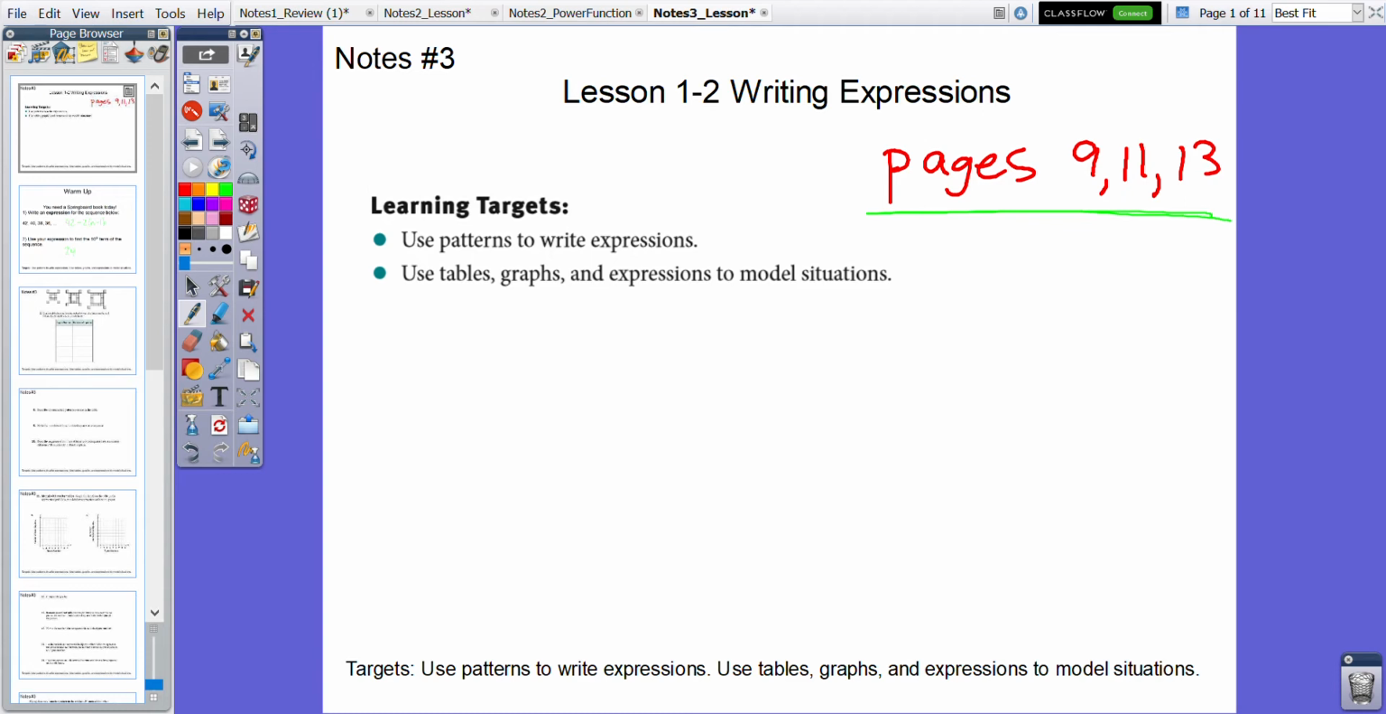Our learning targets for today are to use patterns to write expressions, carrying on what we saw in lesson 1.1 with observing patterns in data. Then we're going to use tables, graphs, and expressions to model situations. So once again, building on what we do when we're given a set of data, a sequence, and how we deal with that and make it a little bit easier for us to use.